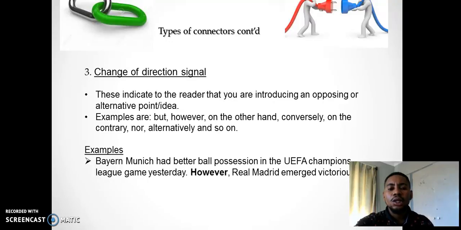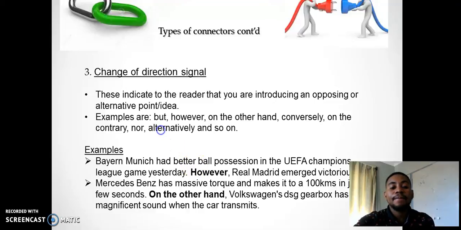In the sentence, you can see that suddenly we were talking about Bayern Munich, we're in Germany, and the next thing, we are in Spain. So, however, serves to tell us that we are no longer following the path of Germany, of Bayern Munich. We are now going to take another path, which is Spain, which is Real Madrid. So, however, here goes to show us that the writer has changed his ideas, or is changing the direction of his argument, or of his story, or of his writing.